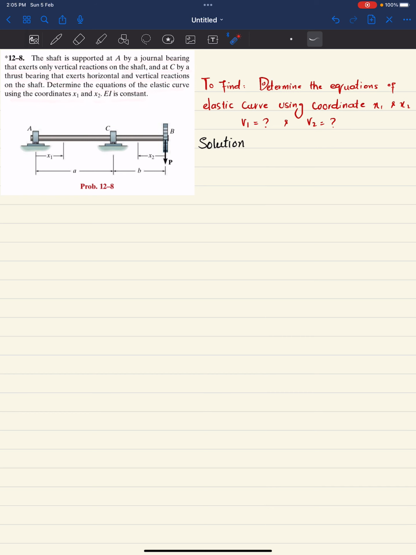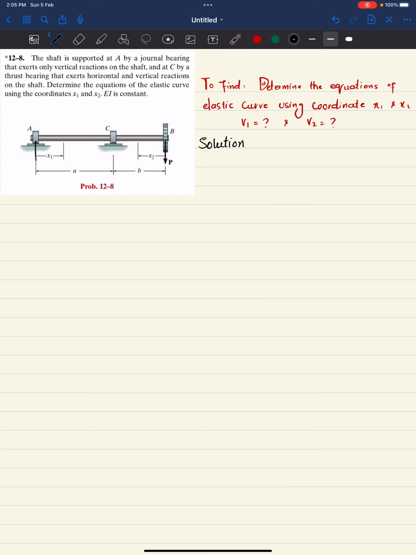EI is constant. So this is the shaft that is supported at A and C by bearings. There is a point load at point B. The length from A to C is A, while from C to B it is B. This is coordinate x1 from A, and this is coordinate x2 from B. So you have to find the equation of the elastic curve using coordinate x1, which will give you V1, and the equation of the elastic curve or deflection in terms of x2. So let's start with the solution.